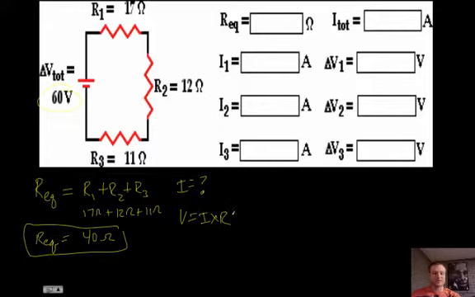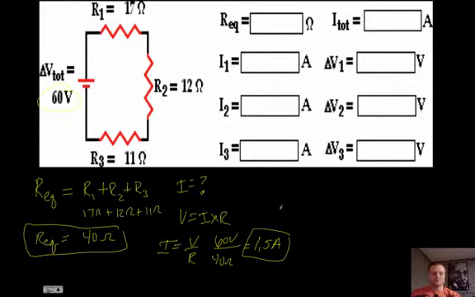V equals I times R. Well, I'm trying to find I, so I'm going to get I by itself: I equals V over R. Do I know the voltage of this circuit? Yes, it's 60. Do I know the total resistance of this circuit? Yes, it's 40 ohms. So if you do 60 divided by 40, you should get 1.5 amps. So the current in this circuit is 1.5 amps, and that's everywhere. Everywhere in the circuit, there's 1.5 amps of current flowing through it.